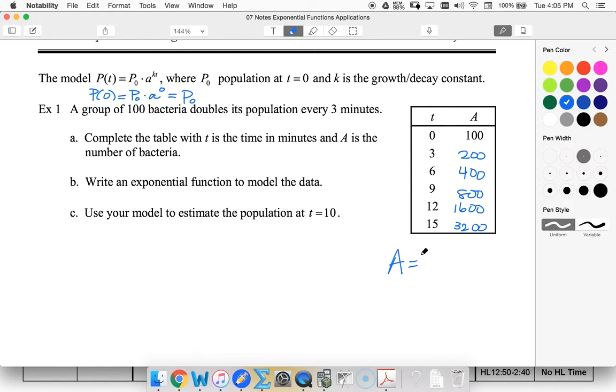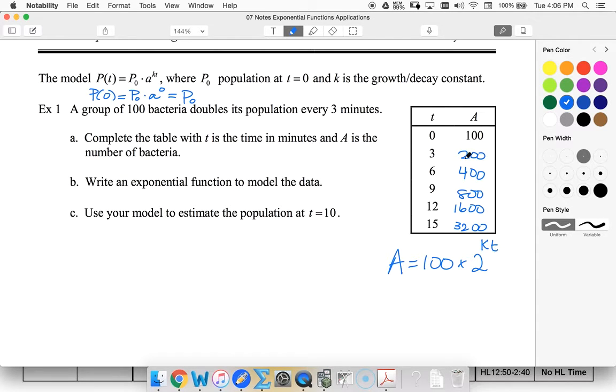my new population is my initial times 2 to the time. But this would mean if I plugged in 1, after 1 minute I would double, and that's not true. It's after 3 minutes I double. So let's plug in this point so that we can find our k value. So we need our k up there.